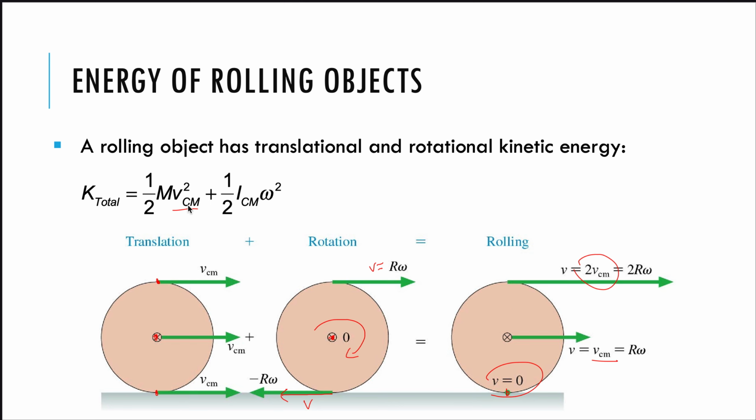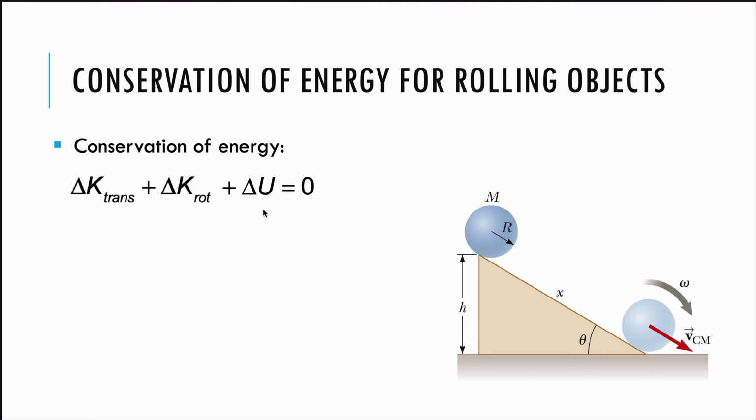Now that we know that a rolling object has both types of energies, we can write conservation of energy for rolling objects. It looks just like the equation we had in the previous video. When we have an isolated system, the change in translational kinetic energy plus the change in rotational energy plus the change in gravitational potential energy is equal to 0. We can write all the terms individually if we want to. We did it in the previous video, and we'll do it again in an example that follows.